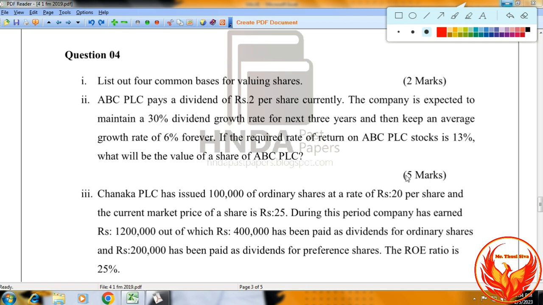ABC PLC pays a dividend of ₹2 per share currently. The company is expected to maintain a 30% dividend growth rate for the next 3 years and then keep an average growth rate of 6% forever. If the required rate of return on ABC PLC stocks is 13%, what will be the value of a share of ABC PLC? Now we have to calculate the value of a share of ABC PLC.